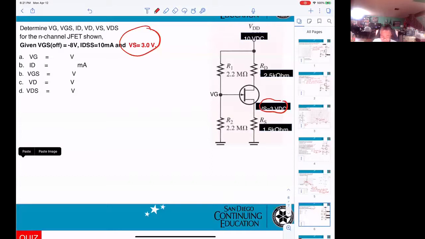You already know VG will be 5 volt, right? 2.2 mega, 2.2 mega, and 10 volt VDD. So I know that will be 5 volt. Easy. And you need to calculate the ID. ID equals VS divided by 1.5K.